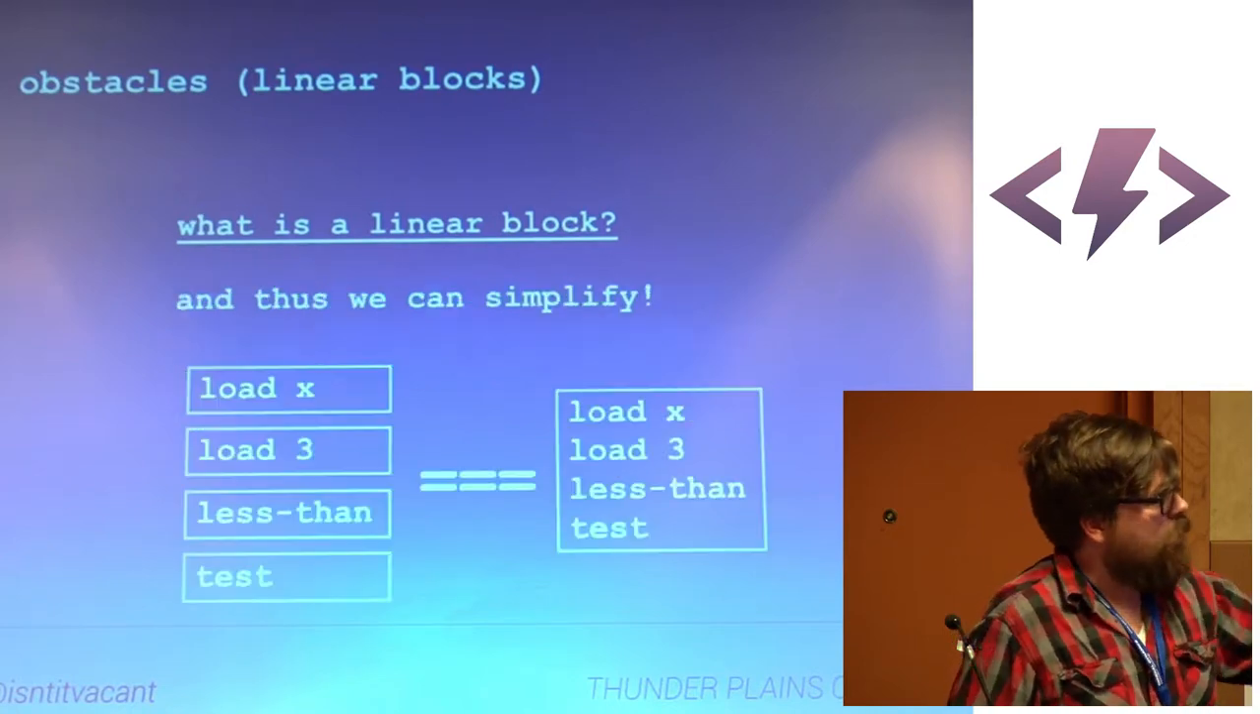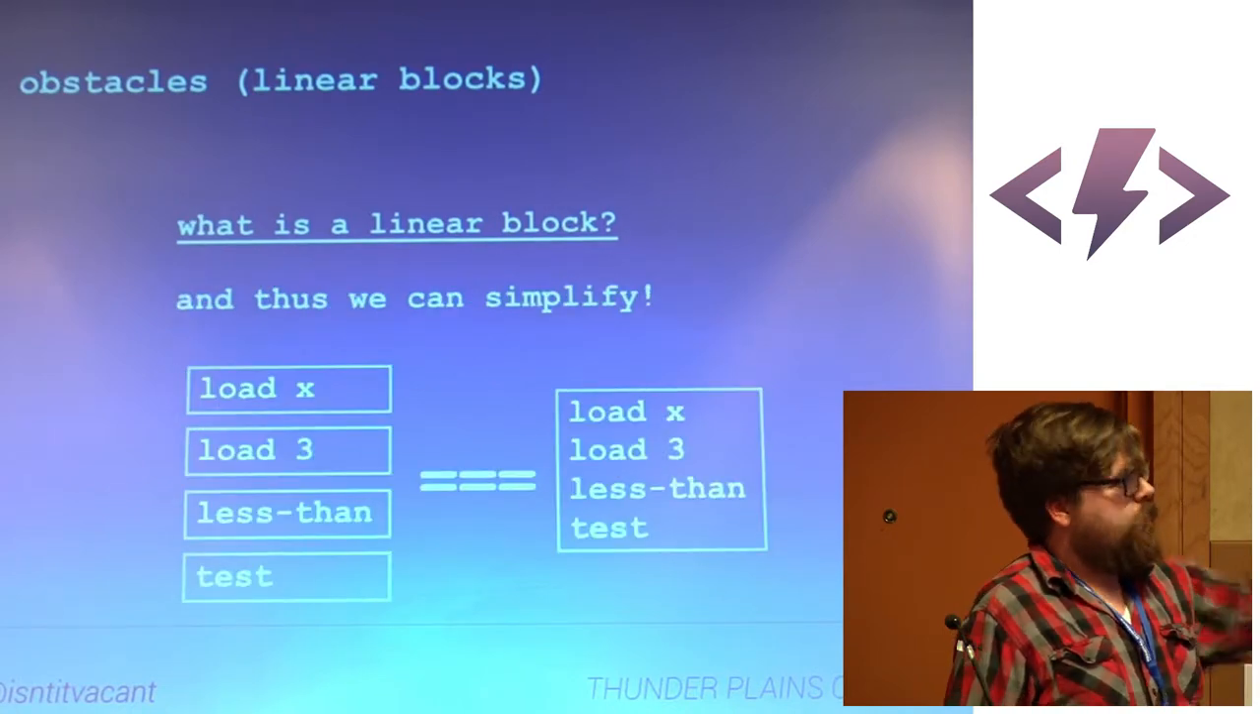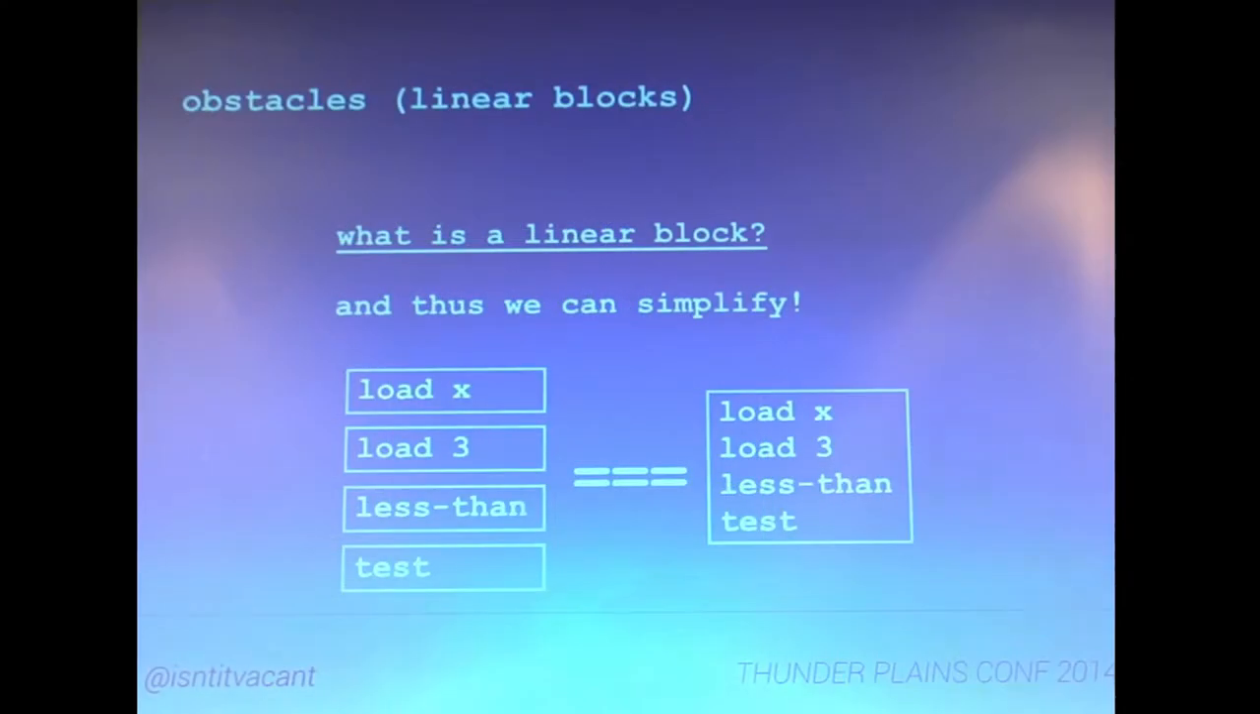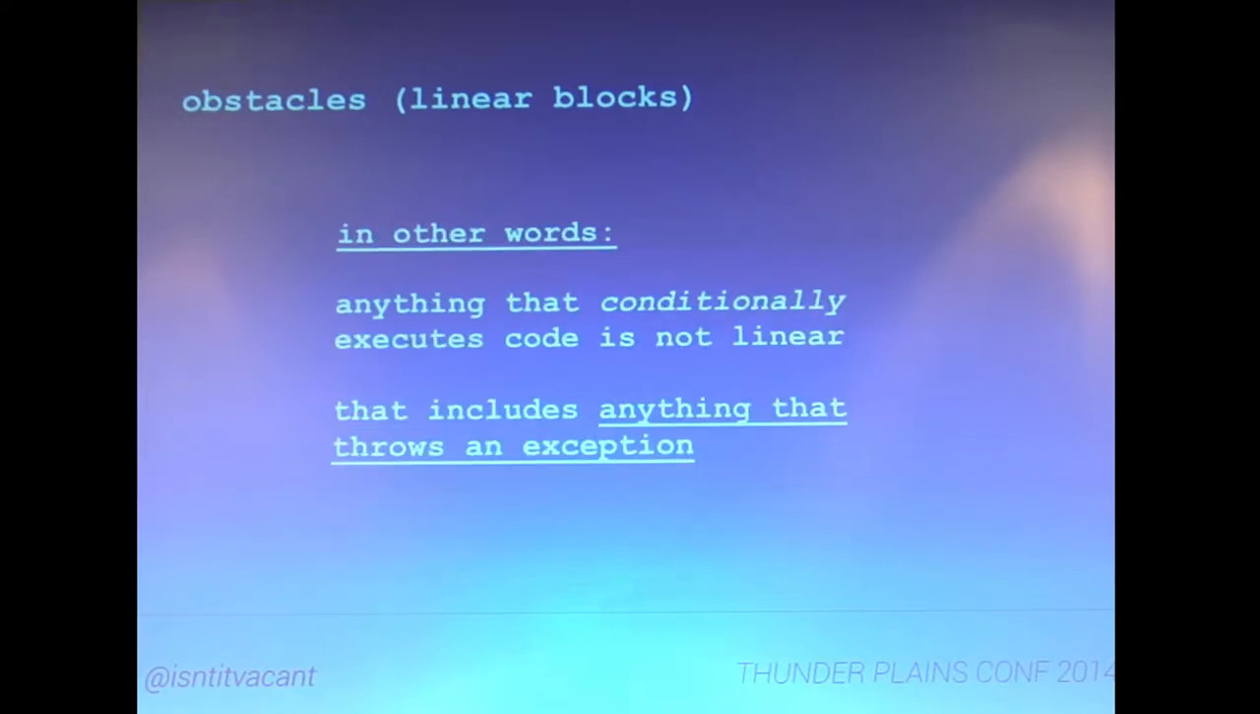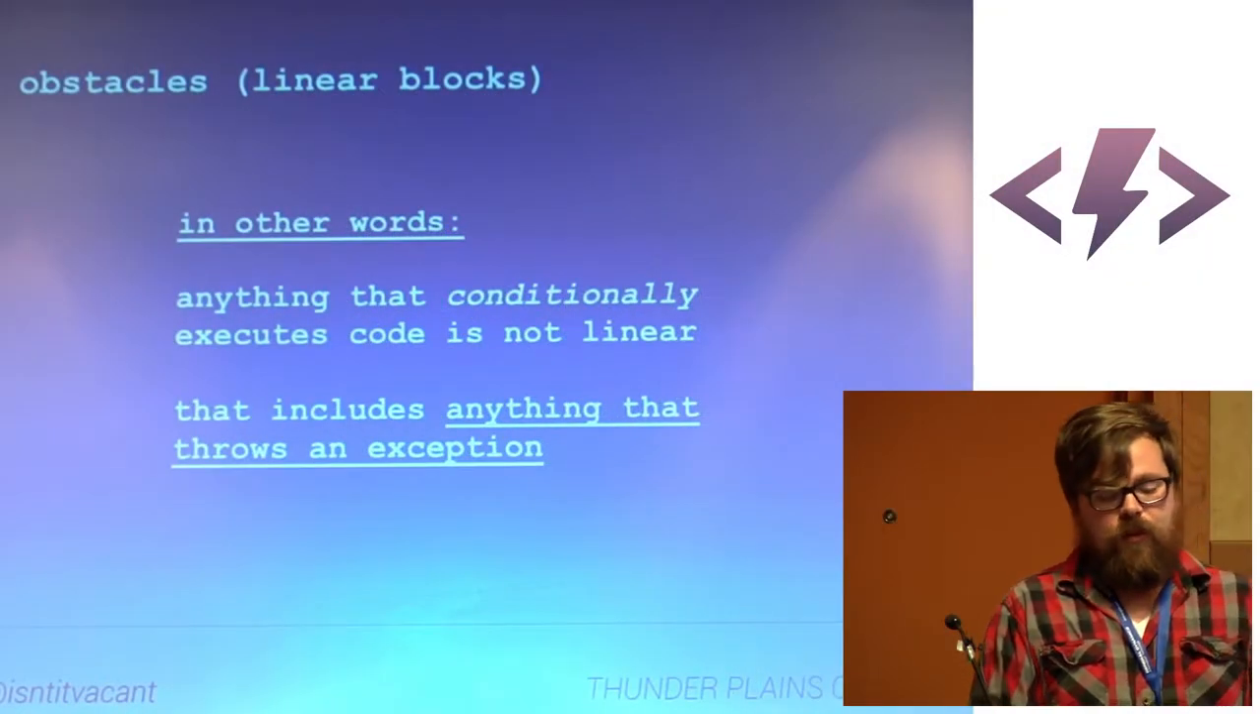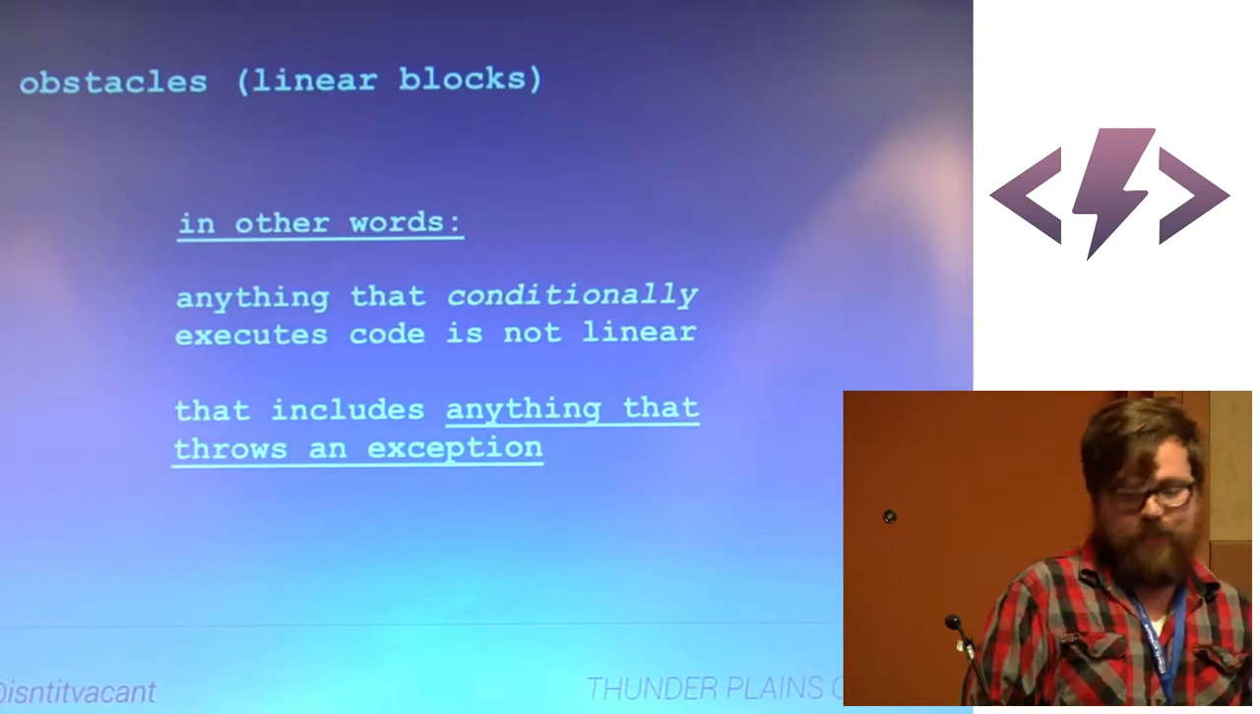And here's an example. You can see that we have four operations, and they must lead into each other, so we can combine them into a single block. But anything that conditionally executes code is not linear. So any branching, any tests, anytime you have a logical expression because of short-circuiting, and anything that throws an exception.